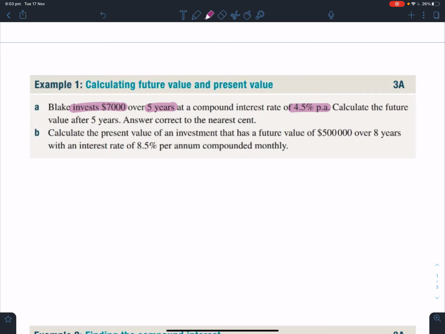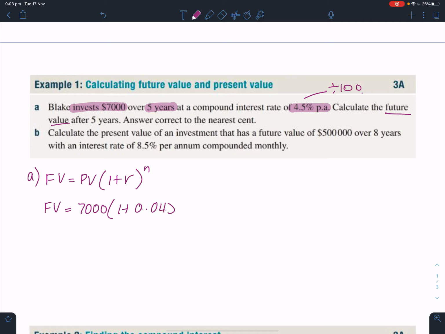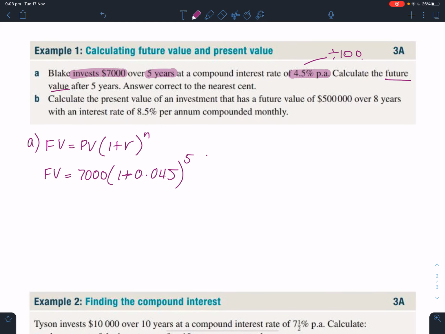For every question, write down your formula. That way you get more familiar with it. Future value equals present value, and this is on your formula sheet, so you don't actually have to memorize it, just recognize it. Now, we are calculating the future value. The present value is 7,000. 1 plus, now my rate is 4.5%. To make that a decimal, divide it by 100, so it becomes 0.045, and the number of terms here is 5. Now, it's a bit messy.